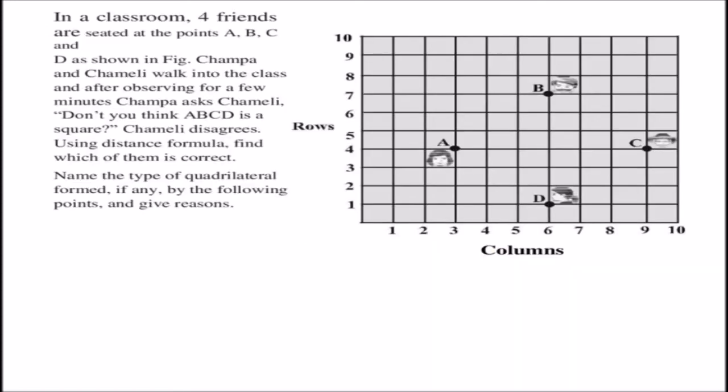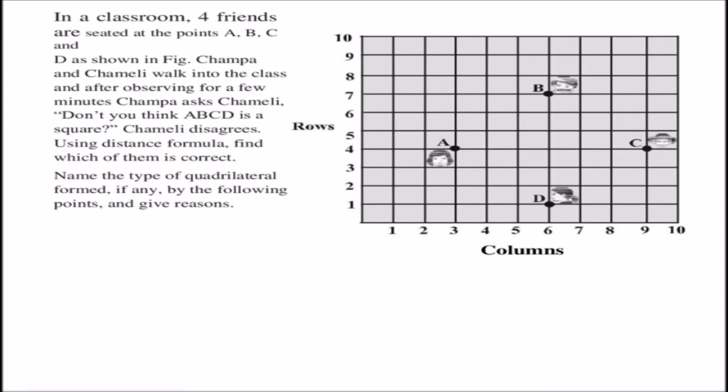Now let's do some questions on quadrilaterals. The first question is, in a classroom, 4 friends are seated at the points A, B, C and D, as you can see in the figure. 2 girls, Champa and Chameli, walk into the class, and after observing for a few minutes, Champa is asking Chameli, "Don't you think ABCD is a square?" However, Chameli disagrees. Now using distance formula, we need to find out which of them is correct.